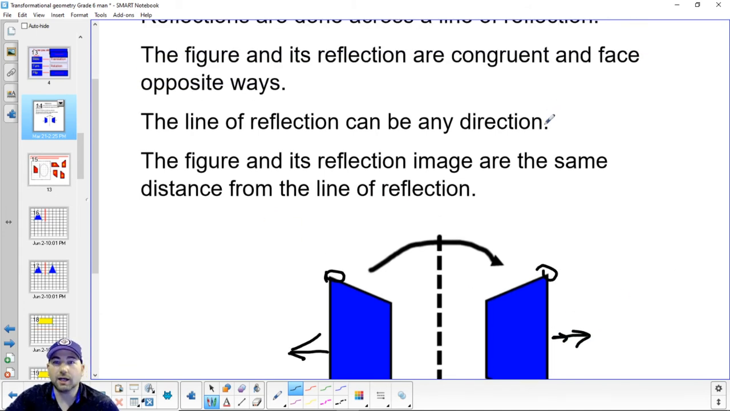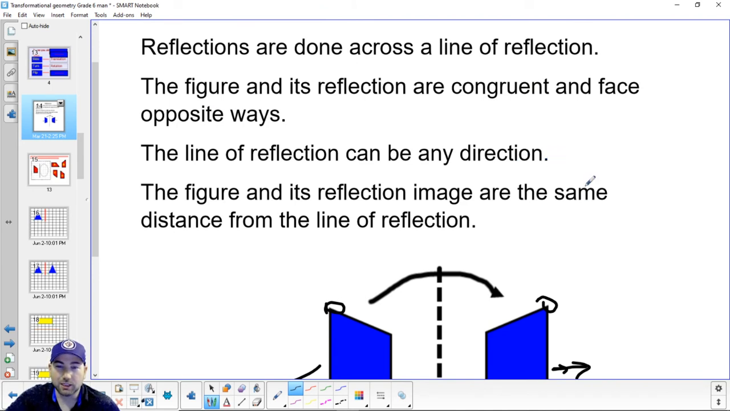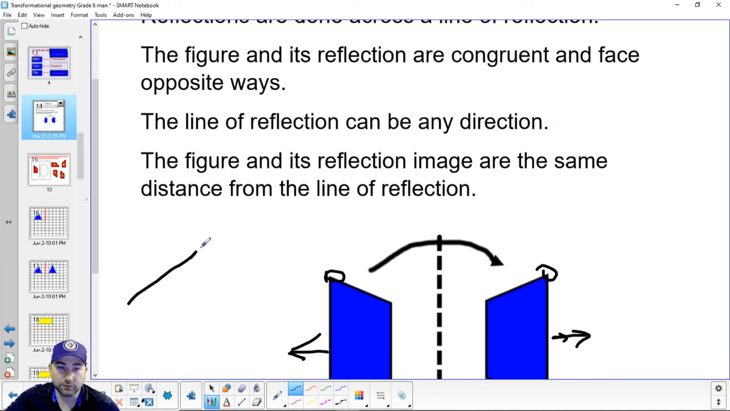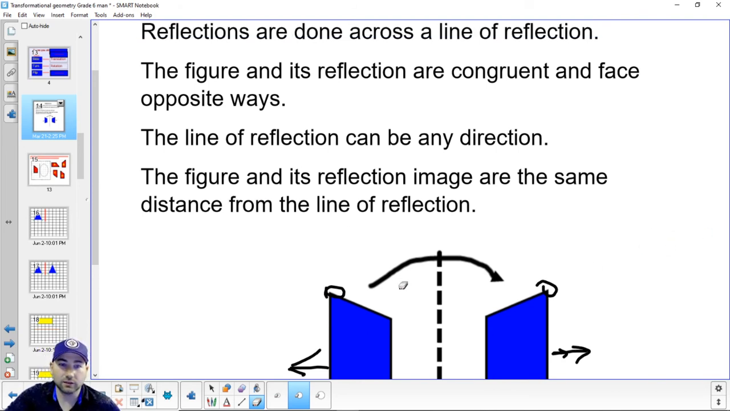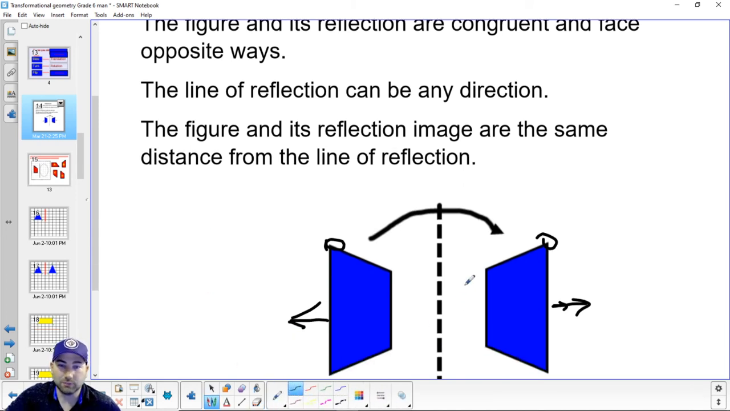Okay. The line of reflection can be any direction. So a line of reflection can be diagonal. It can be up and down. You just have to flip it across the line. And the figure and its reflection image are the same distance from the line of reflection. So what that means is this distance from here to here is the same as the distance from here to here. That's the same distance between the two. So it's basically just flip it over, but make sure it's the same distance away from the line of reflection.